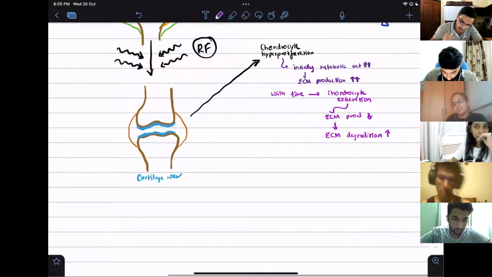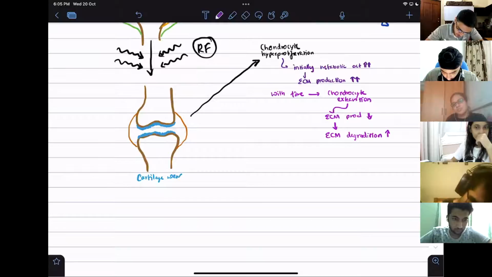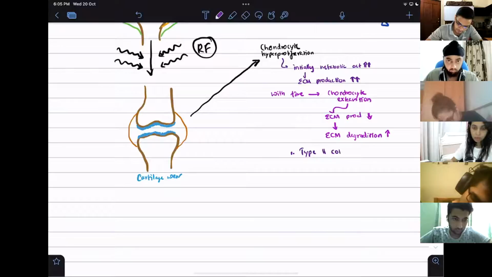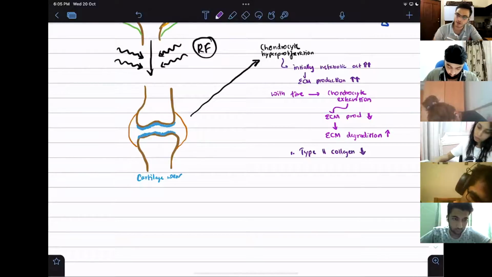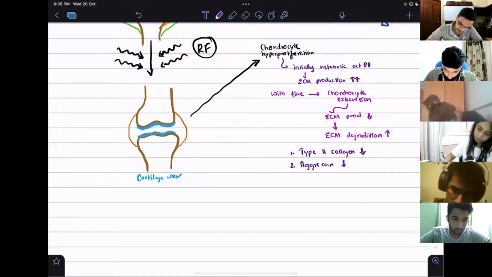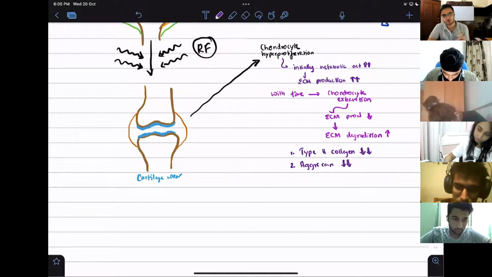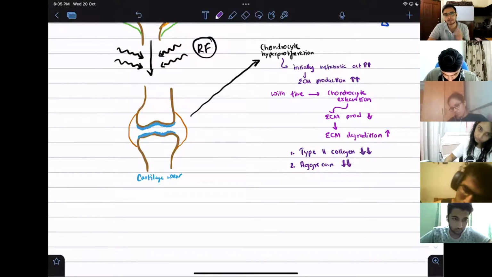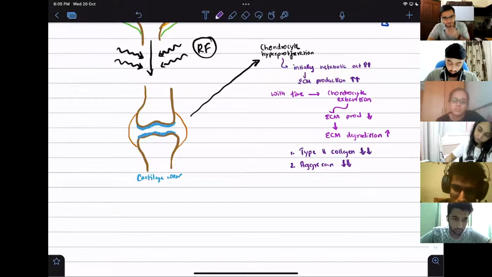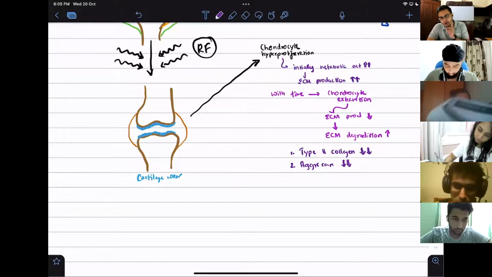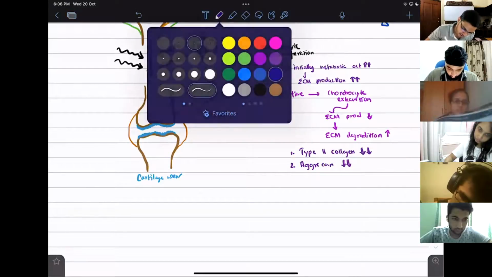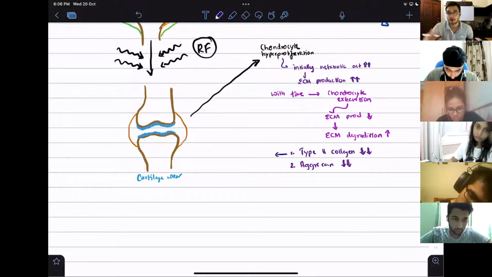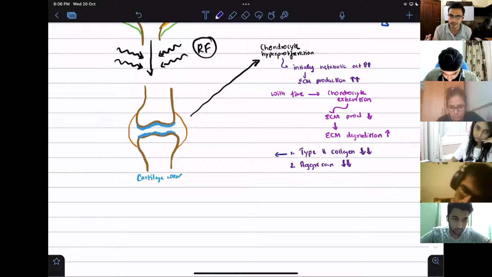When you hear ECM degradation, the 2 most important things I want you to know: type 2 collagen drops, and aggrecan drops. These 2 are the most important ones. Other things also reduce, guys, the elastins, all of those are going to reduce. But these 2 are the most important. Now you all know type 2 collagen is in charge of what? In normal physiology, what does type 2 collagen give for our cartilage?